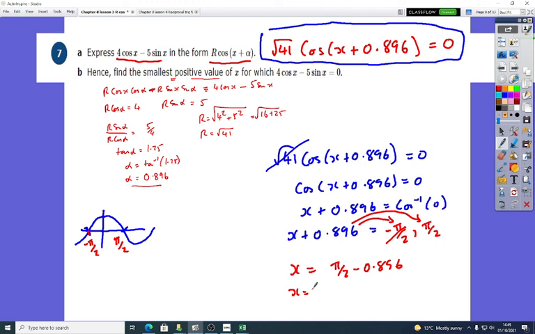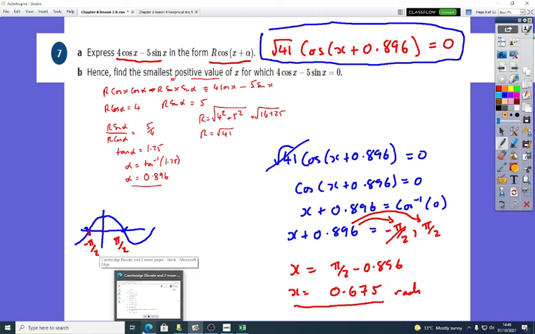Let's just have a look at this. Subtract 0.896 and you will get 0.675 rads. If you want to put rads, you can, you don't have to. Okay, how many of you lot got that? Those people who did it in degrees, you just need to multiply it by 57, I think, and you'll get it in degrees. Okay, excellent.